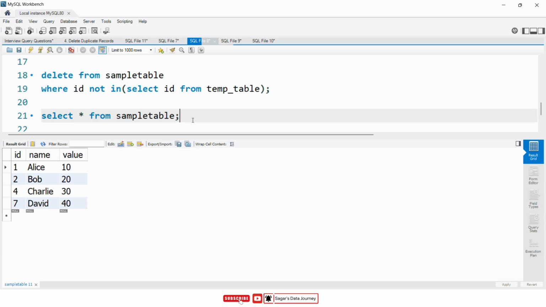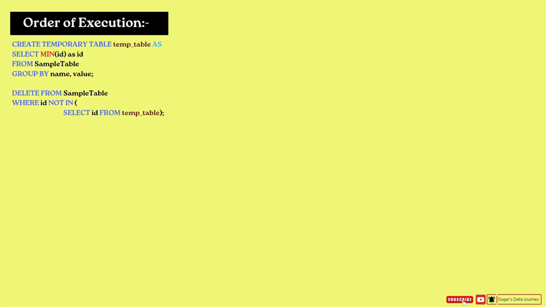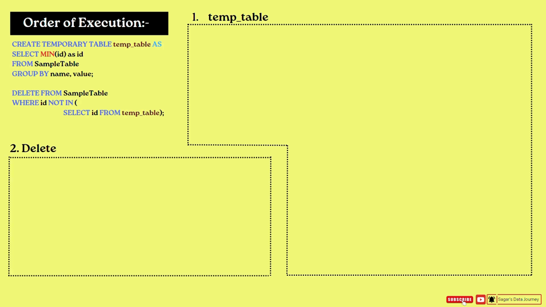In order to drop a temporary table, we have to use the command drop temporary table, and we have to mention the temporary table, that is temp table, and execute it. Okay, let's break down the order of execution for this query. First of all, the temporary table will be created, and based on that temporary table, it will delete the records from the given sample input table. Let's try to understand each step one by one.